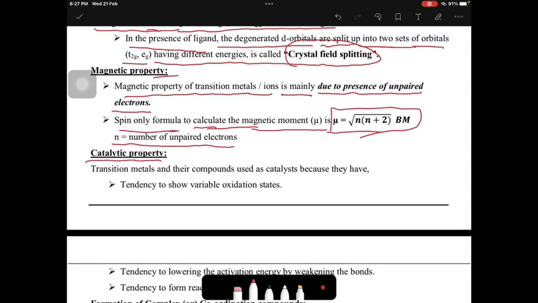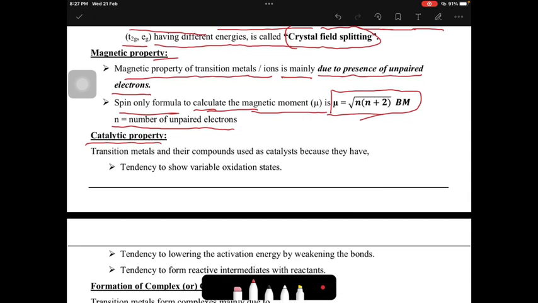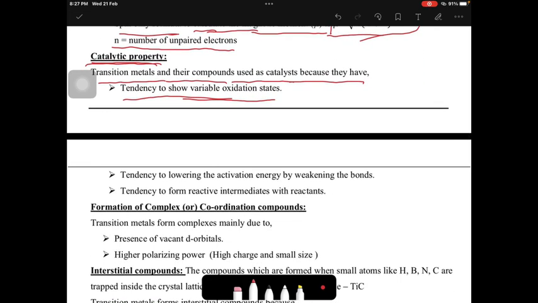Catalytic property. Next property of transition elements is catalytic property. Transition metals and their compounds are used as catalysts because they have the tendency to show variable oxidation state, the tendency to lower the activation energy by weakening the bonds, and the tendency to form reactive intermediates with reactants.